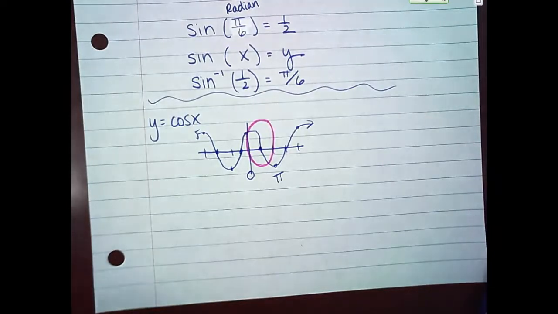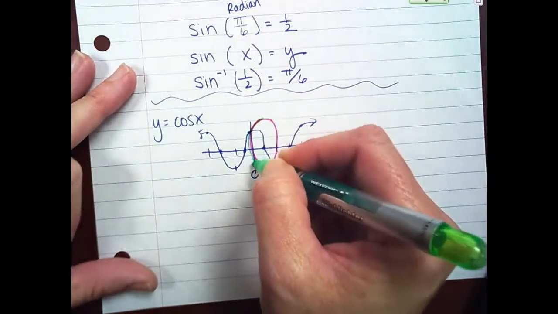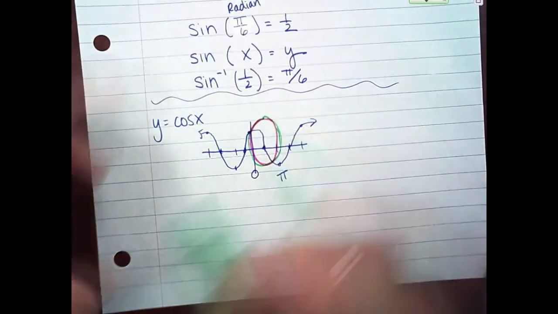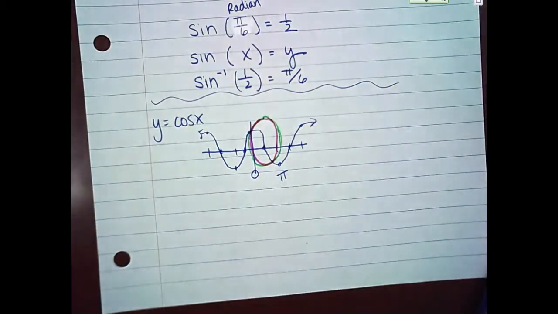Maybe I should use a highlighter. Just a little bit of it. So in other words, from 0 to pi. Okay, if I use just from 0 to pi, am I going to pass a horizontal line test? Yeah. So then that means if you just use 0 to pi on cosine, would its inverse be a function? Yes. So there's a restriction on cosine.